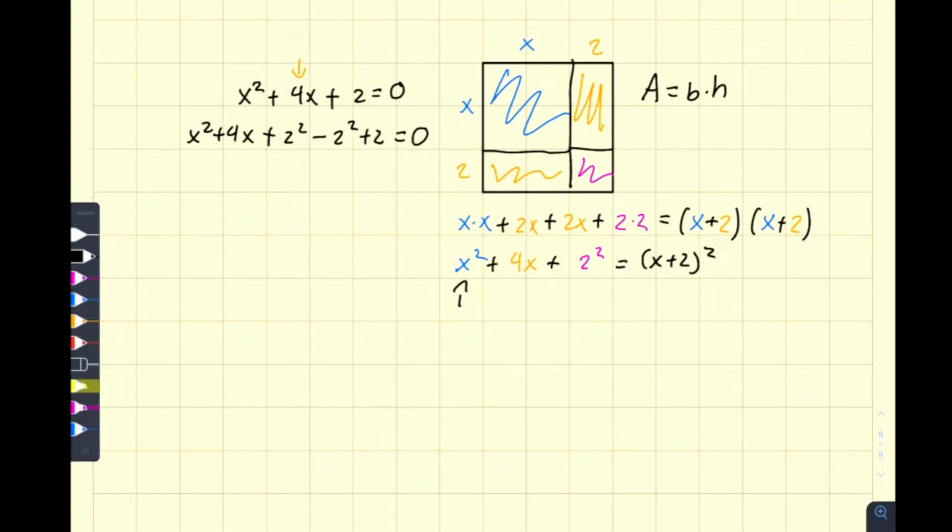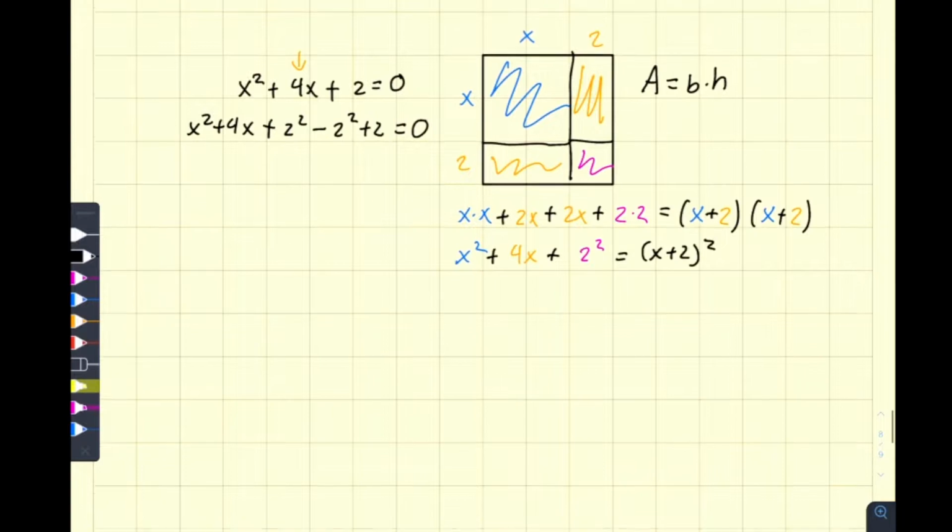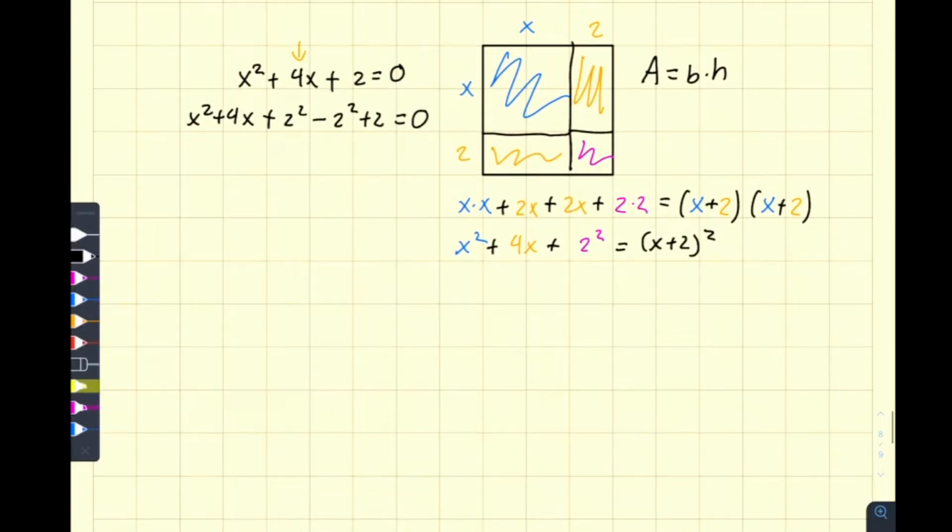And we just said earlier that x squared plus 4x plus 2 squared equals x plus 2 squared, because these are both saying that these are the area of this giant square. And they both equal the area of the square, and they must be equal to each other. So, let's replace this x squared plus 4x plus 2 squared with x plus 2 squared.